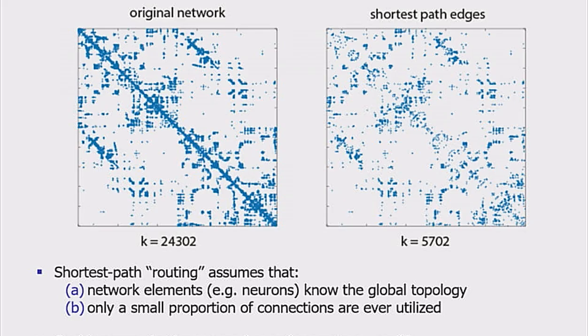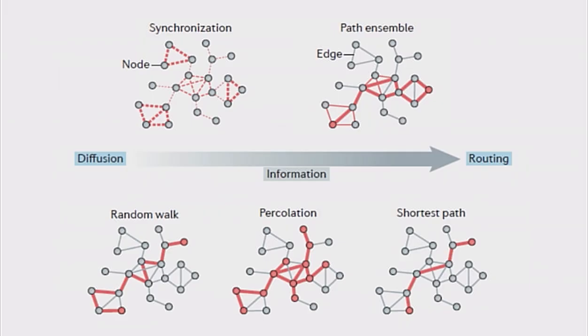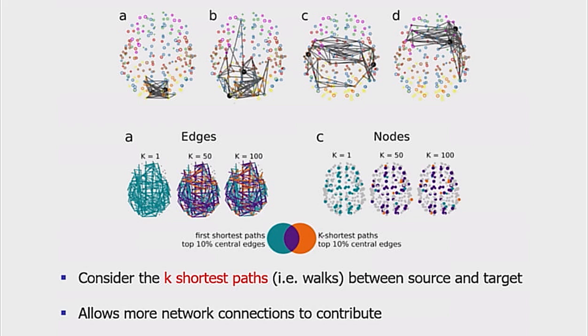So what are some other ways that we can think about how communication could take place? There's a wide variety of mechanisms that are intermediate between routing and diffusion. I'll just focus on one broad class, which is this idea of path ensembles. Here, we relax this assumption that we will only consider the shortest path between a source and a target, and we say, give me the top 2 paths between a source and a target. Give me the top 10, the top 100.